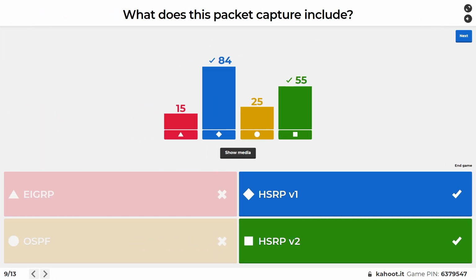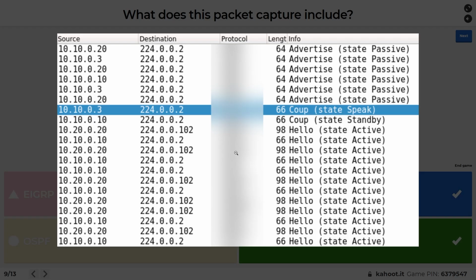All right, it's green and blue. It's HSRP version 1. How do you know that? Well, based on the multicast address that was shown. That'd be one way. Let's click on Show Media.